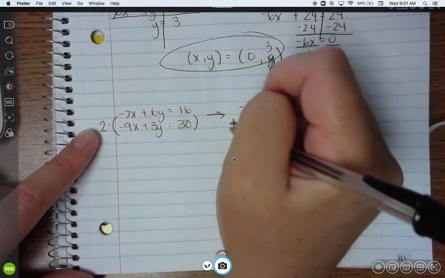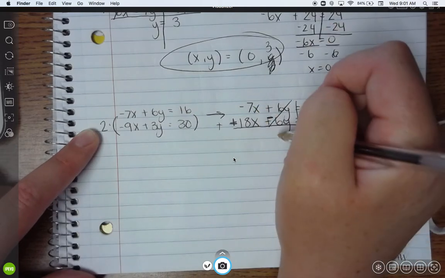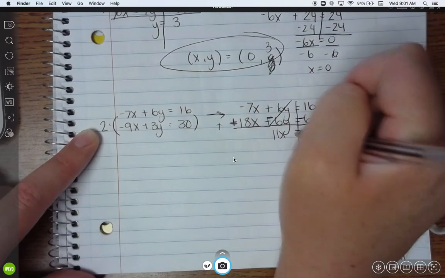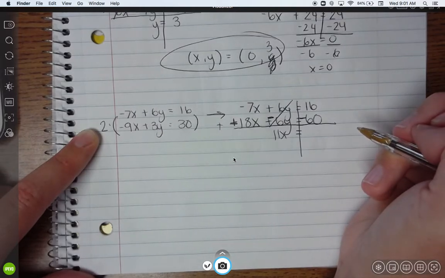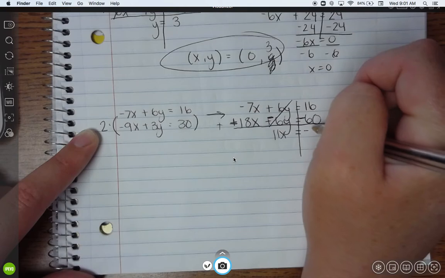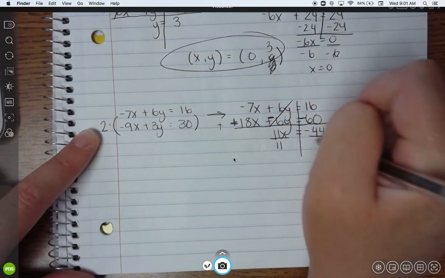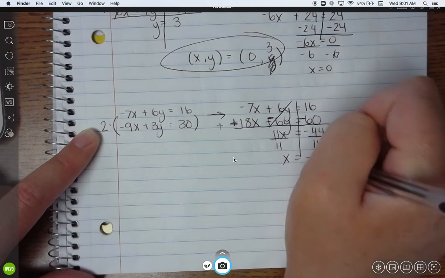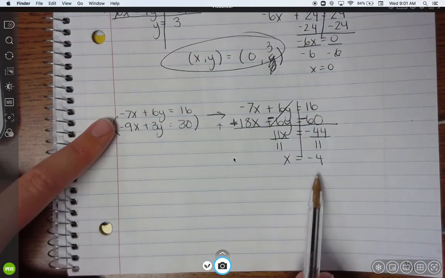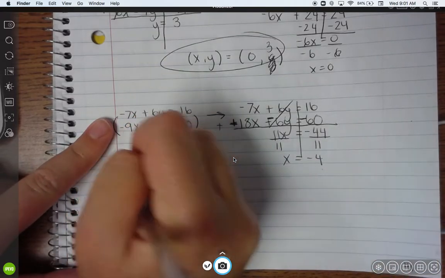Now my y's will eliminate, and I can add. Negative 7x plus 18x is 11x. 16 plus negative 60 is negative 44. Divide both sides by 11. x equals -4. I can substitute that -4 into any of my equations. I'm going to go with the first one.